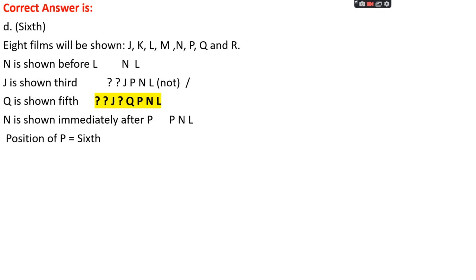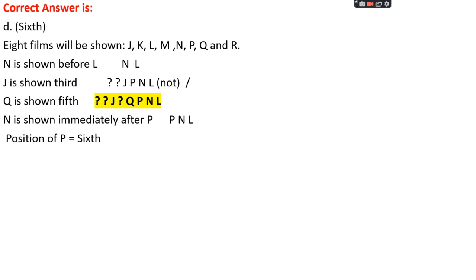Okay, let's see the question. 8 films will be shown: J, K, L, M, N, P, Q, R. First condition is N is shown before L. So N is before L. Second condition is J is shown third, so there must be 2 films ahead of J. Then J, P, L, N.